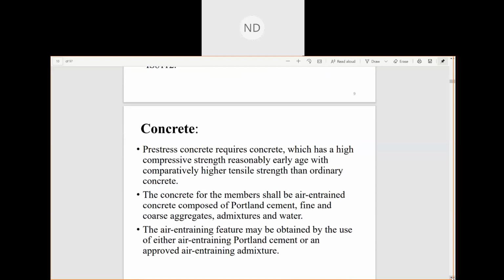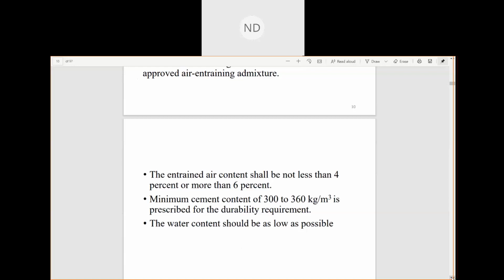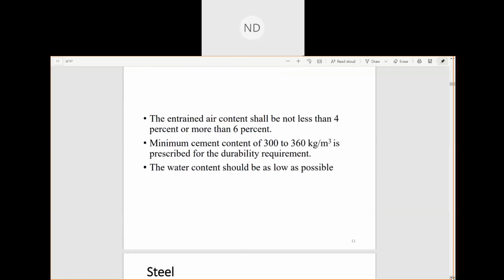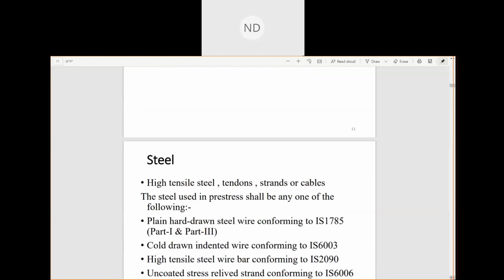The air entraining features may be obtained by the use of air entraining Portland cement. In some cases you can use this also. The air content cannot be less than 4% or more. The water content shall be as low as possible for air entrained cements.